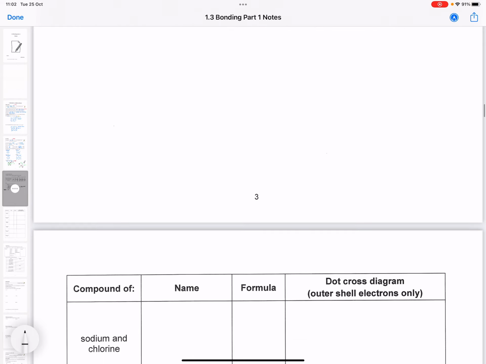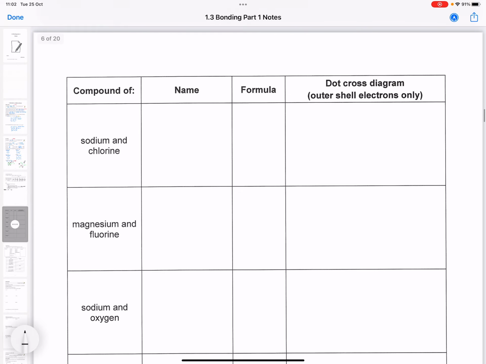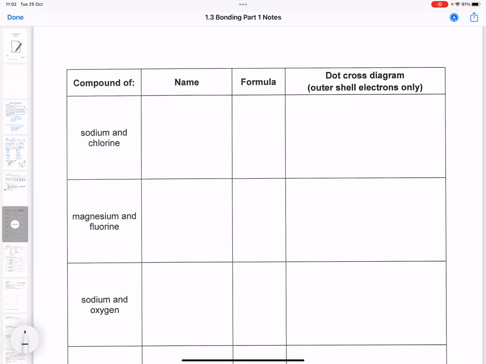So let's put that into practice. It'd be really good for you to just pause the video, think about each one of these in turn, and have a go at drawing the dot and cross diagram from your GCSE experience before watching the solution. But you could pause it after each one and check that you're doing them right.